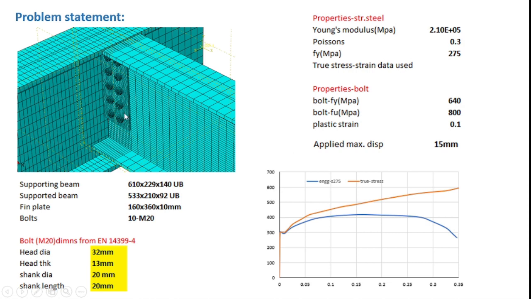and the shear loading on the plate is applied through a maximum displacement loading of 15 mm, which is applied at the midspan of the supported beam, and at the midspan we have applied an axisymmetry boundary condition. So let us directly see the Abaqus modeling as well as the investigation results.